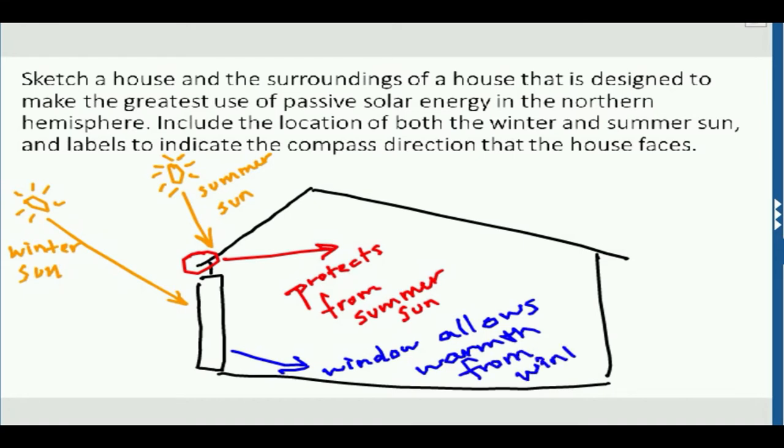The winter sun to warm your house. Okay.